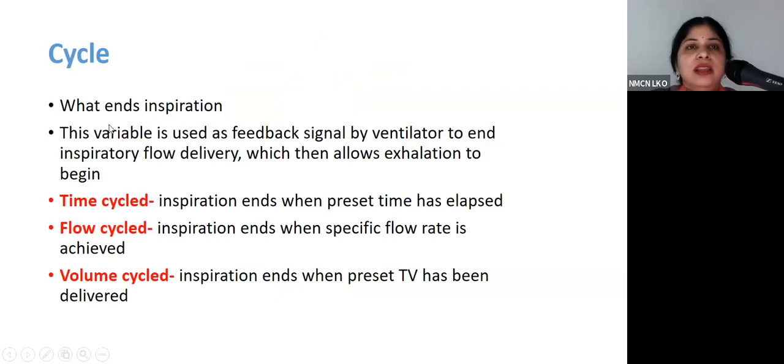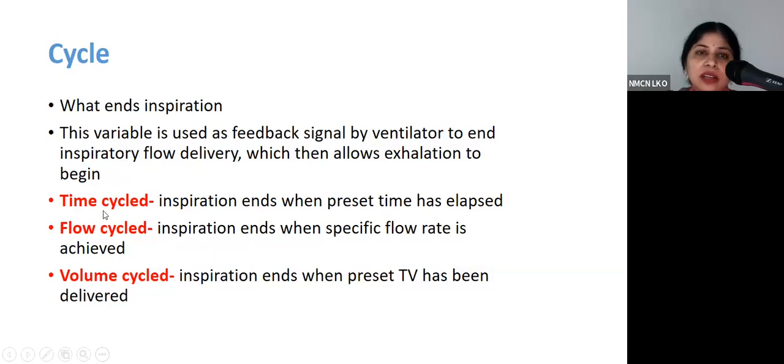Then coming to the cycling. Now when the breath has started, the gas has to be pushed into the baby's lung. And now the ventilator needs to know when to initiate the exhalation. So the exhalation valve has to open and the gas flow has to cease. This is called cycling. The variable which signals the ventilator for the termination of the inspiration and initiation of the exhalation is called the cycling variable.